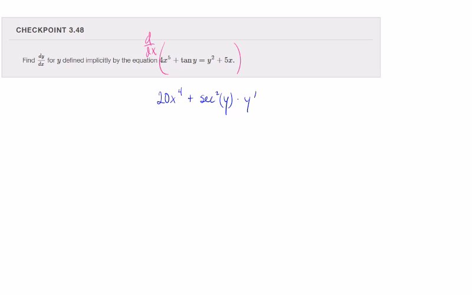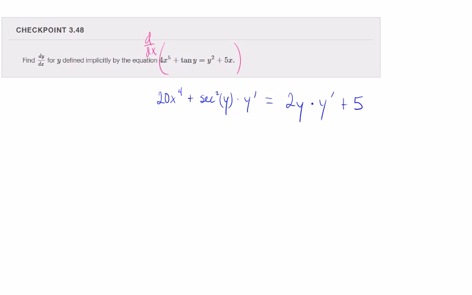Multiply by y prime equals, here we have y squared, so we're going to do 2y, which is the derivative of the outer function, but then we have to multiply by y prime or dy/dx because of the chain rule, and because we're deriving with respect to x. And then finally, we take the derivative of 5x, which is just 5.